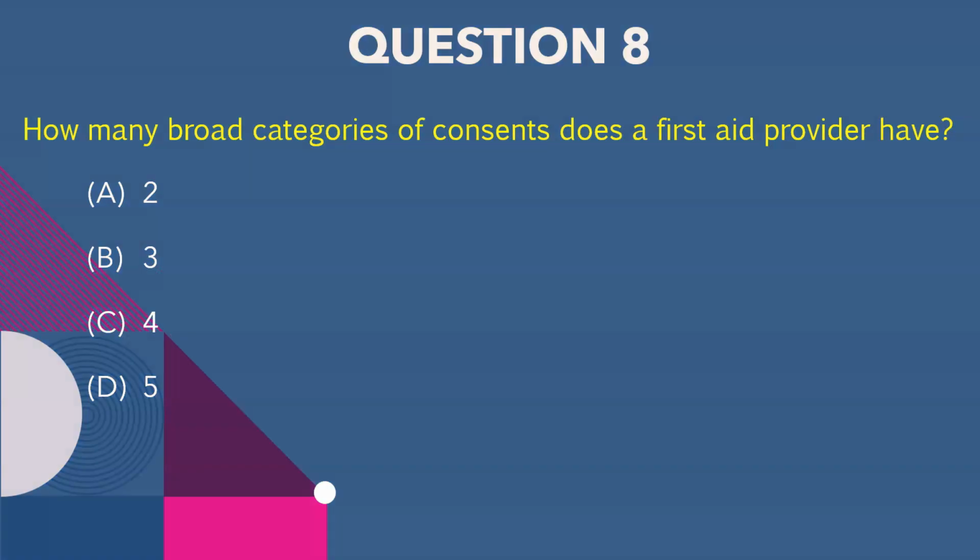How many broad categories of consent does a first aid provider have? A. 2, B. 3, C. 4, D. 5.